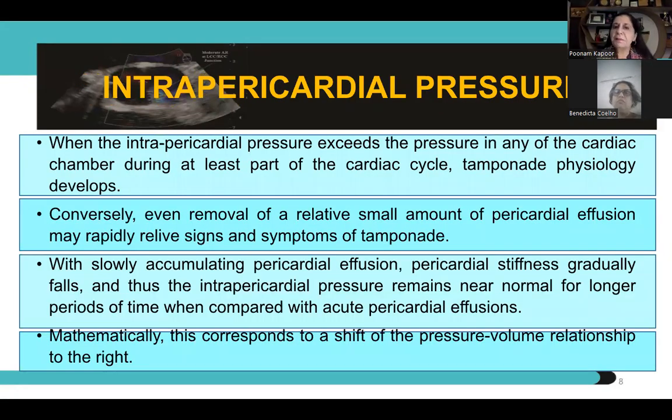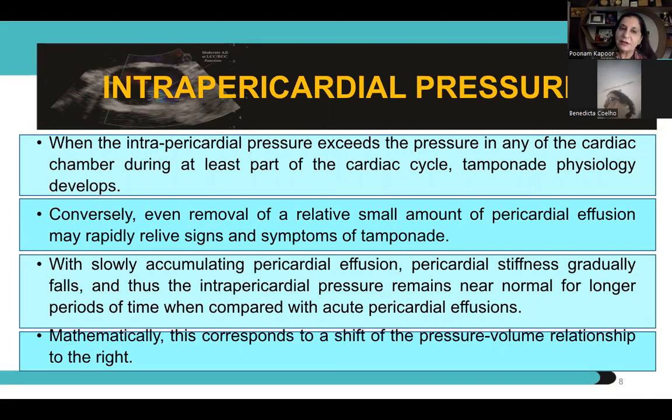Now, when the intrapericardial pressure exceeds the pressure in any of the chambers during at least part of the cardiac cycle, and it occupies more than 1/3 of the cardiac cycle, the tamponade physiology develops. And even with removal of a small amount, when we are doing a pericardiocentesis, we don't remove the entire pericardial fluid. Even a removal of a small amount of pericardial fluid will give a lot of relief of the signs and symptoms of the tamponade.